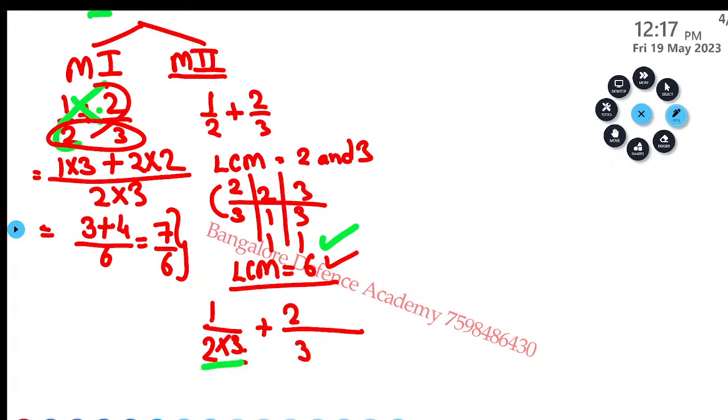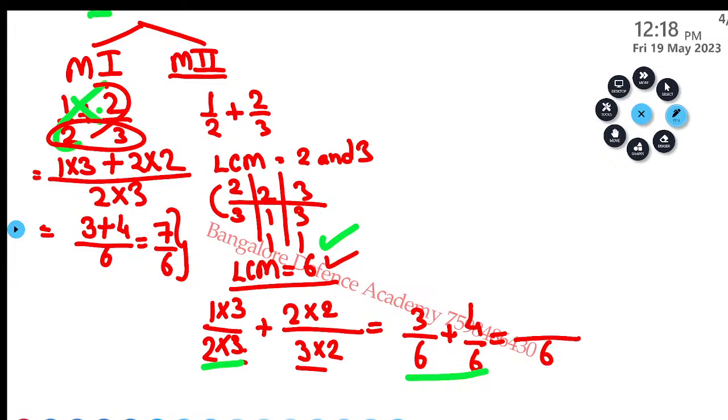So whatever number you are multiplying here, the same number you will multiply to the numerator also. Now the second fraction here, if I multiply 3 into 2, the same number I'll multiply up also. So now what happens? This becomes 3 by 6 plus 4 by 6. So now we have successfully made the denominator same. Now it becomes easy. Take ones and then you are going to add 3 plus 4. So what is 3 plus 4? 7 by 6. Okay, so you got the same answer.